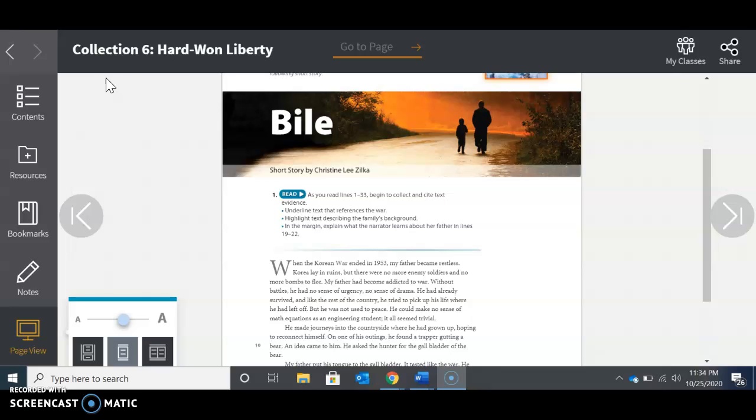This is a relatively short week for us, meaning we don't have a lot of work and it's really one story. So if you look at the screen right now, we're going to be reading Bao, a short story by Christina Lee Zilka. And it covers a lot of stuff.